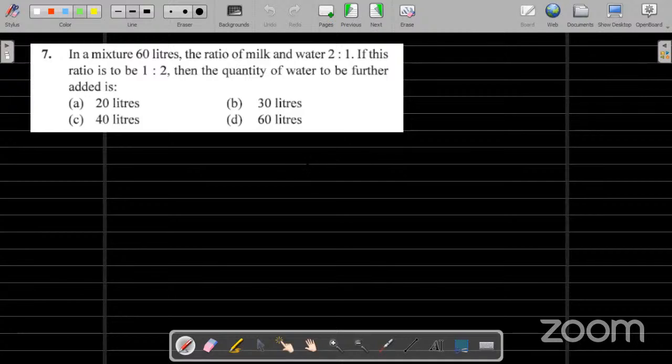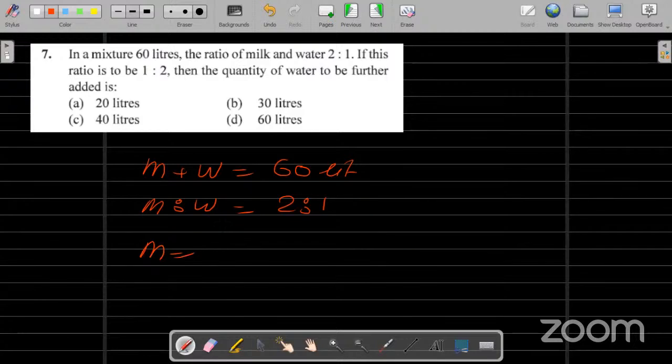That's it. No need to write anything, but I'll write something to explain this question to the students. In a mixture of 60 liters, the ratio of milk and water is 2:1. So milk plus water is 60 liters and the ratio of milk and water is 2:1. The sum of two quantities is given and the ratio of those two quantities is given. So there is an easy way to get the value of each of them.